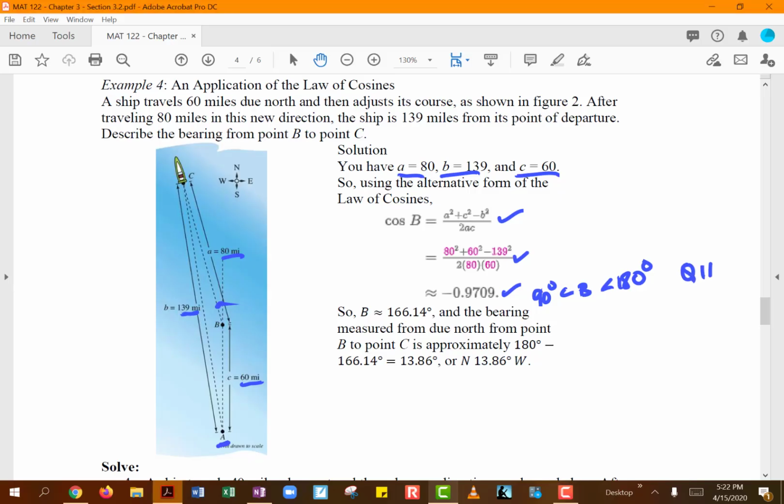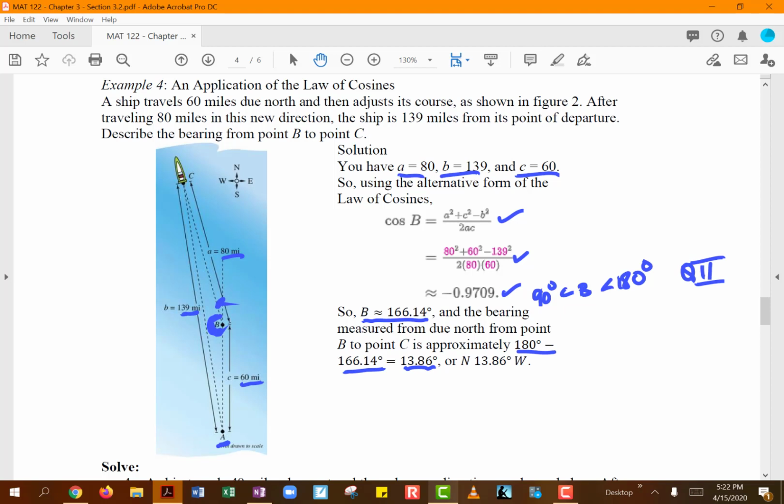Okay, so that means we are looking at, again, do your cosine inverse on this number and you should get angle B as approximately 166.14 degrees. And now obviously angle B is going to be this angle here inside the triangle. So when we are trying to find our bearing angle, which is going to be this one from the vertical, you are actually going to have to do 180 degrees minus this 166.14, and you are going to get 13.86 as the bearing angle.